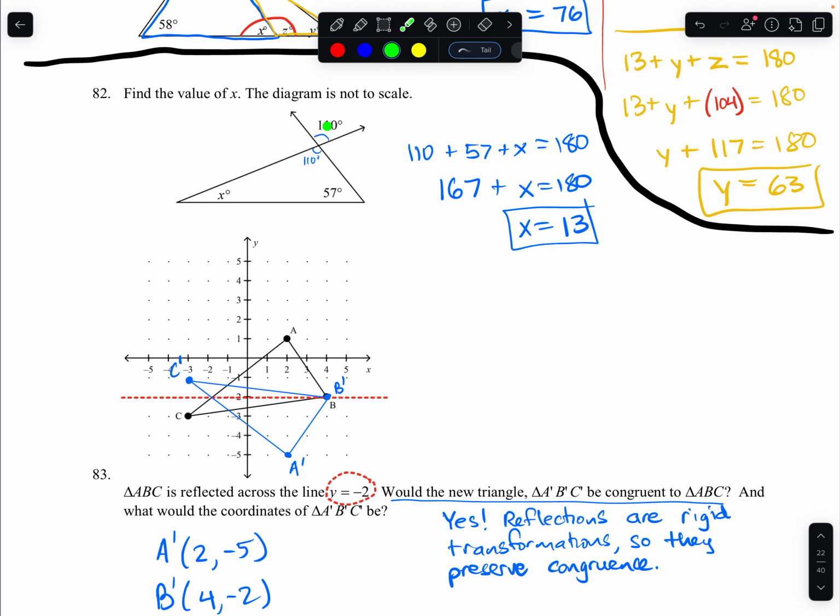82, we have vertical angles here. So that's 110, and then it's the same problem as before. You know, two angles in a triangle, find the third. It's 13.